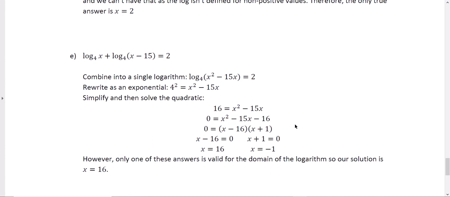However, right, as we have talked about in the last two problems, only one of these answers is valid for the domain of the logarithm. So the only solution that we have is x equals 16.